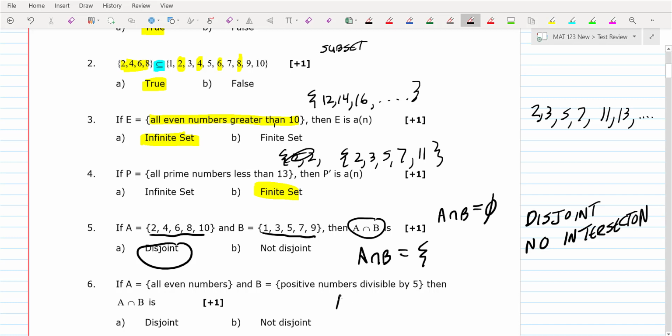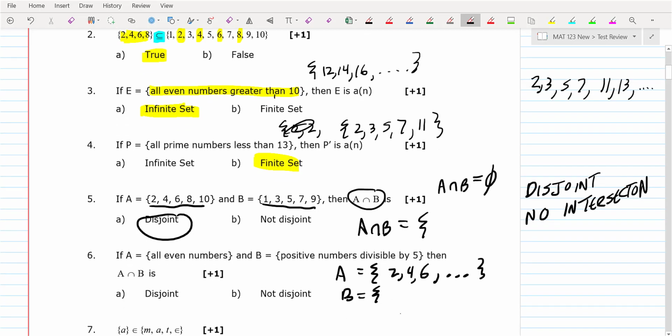Okay, all right, let's figure this one out then. This set A is all even numbers. That says all even numbers, so that would be 2, 4, 6. Is this an infinite set or a finite set? All the even numbers. That's infinite. Okay, good. B says all positive numbers divisible by 5. So what would be the positive numbers divisible by 5? 5, 10, 15, 20. Is that infinite or finite? Yeah, that's definitely infinite.